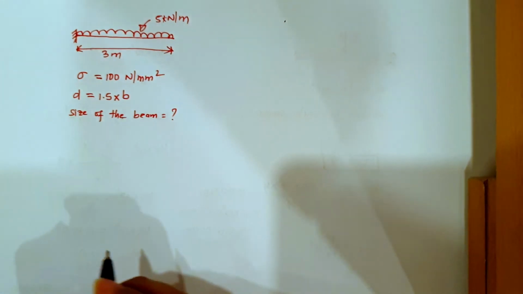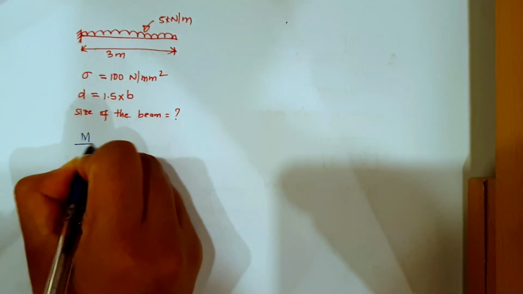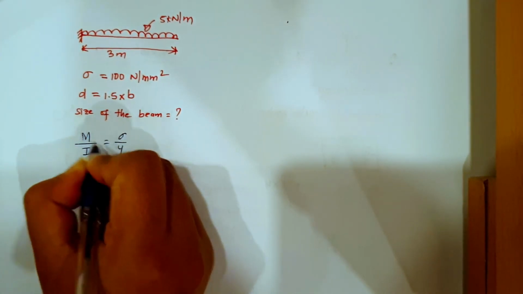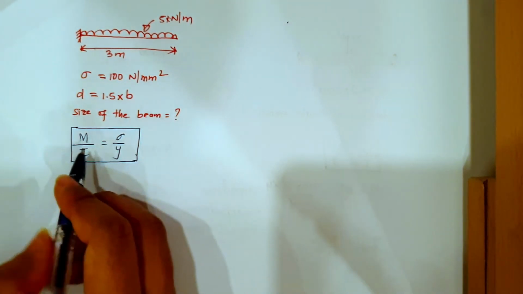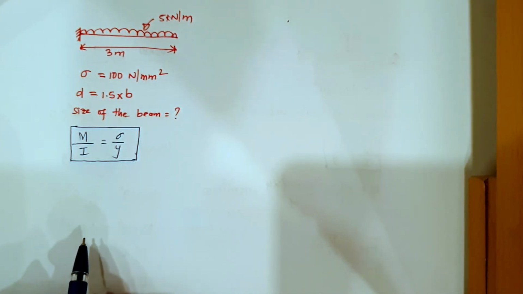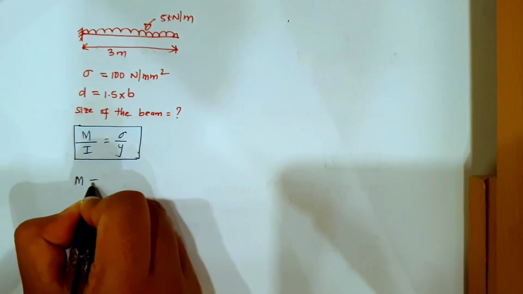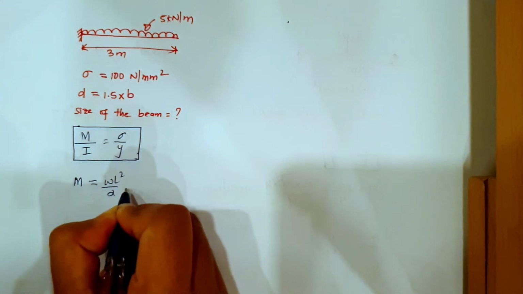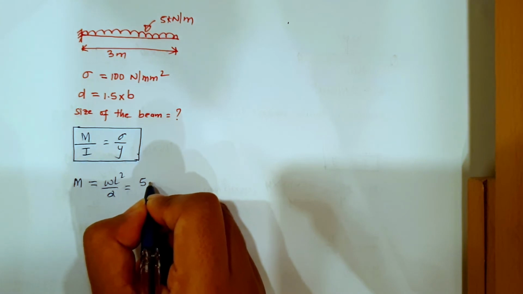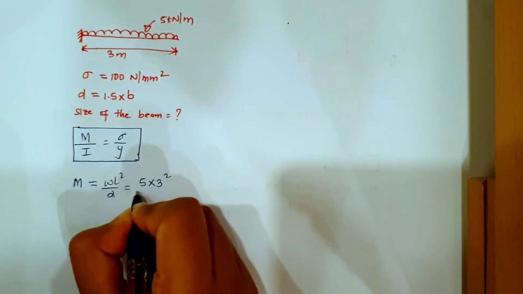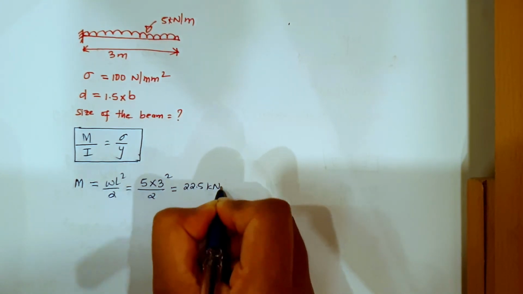Again, to find the size of the beam, we use the flexural formula, which is M by I equals to sigma by y. From here only we will find the size of the beam. Now let us see how we can find. So for this cantilever beam carrying a UDL, maximum moment will be equal to WL square by 2. So how much is W? 5 kilonewton per meter into length L, which is 3 meter, square, divided by 2. So from here you get 22.5 kilonewton meter.